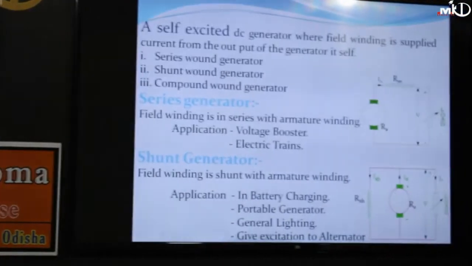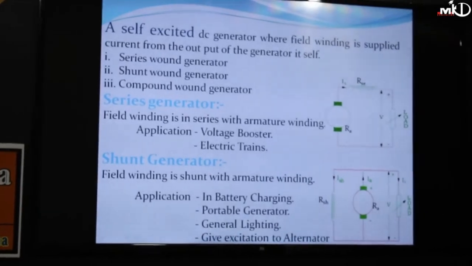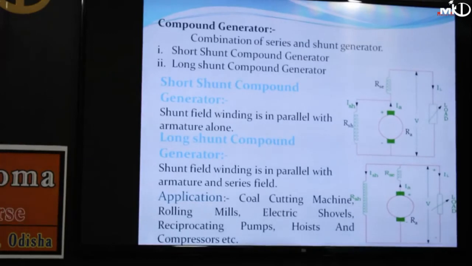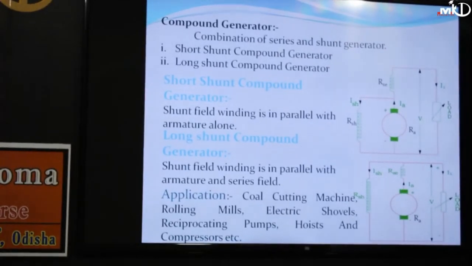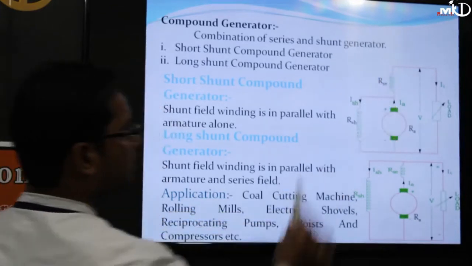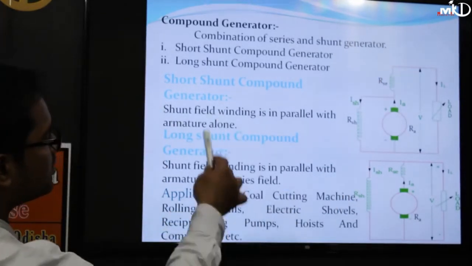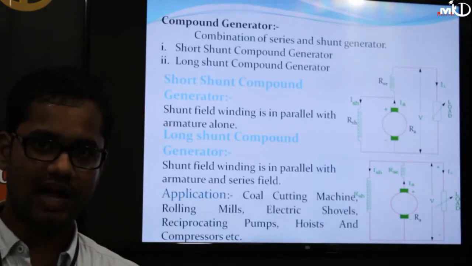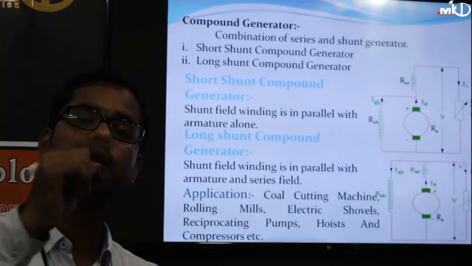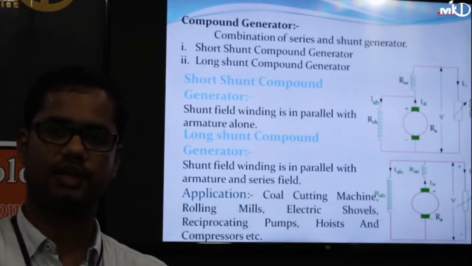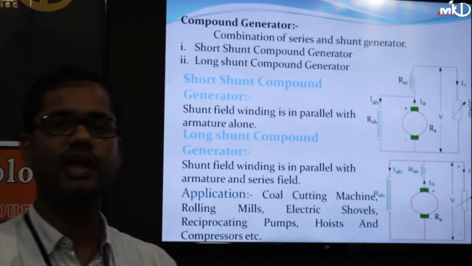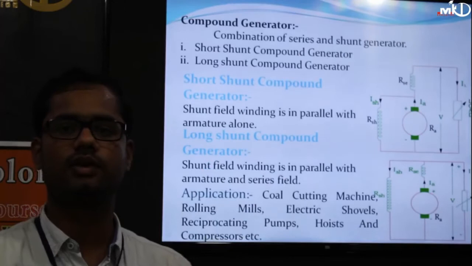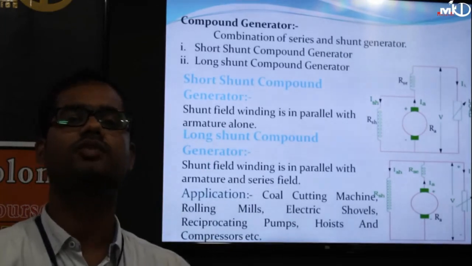So for compound, you can see the diagram of your compound. So what is compound? Now, a combination of both series as well as shunt. You see here one winding is there, here another winding is also there. This is the second case of your compound. Two windings are there. But in the shunt case as well as the series case, only one field is there. But here two fields, the series field as well as the shunt field, are combined. So you can say your compound generator is a combination of series as well as shunt.